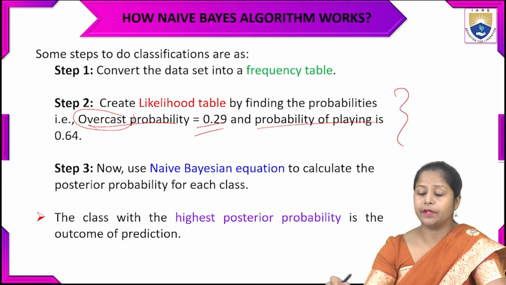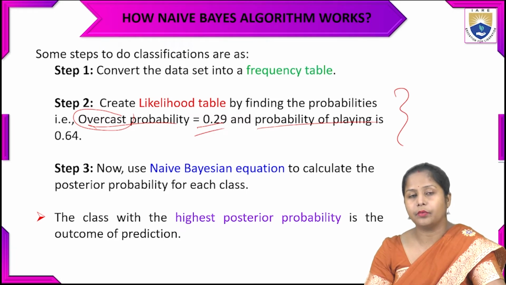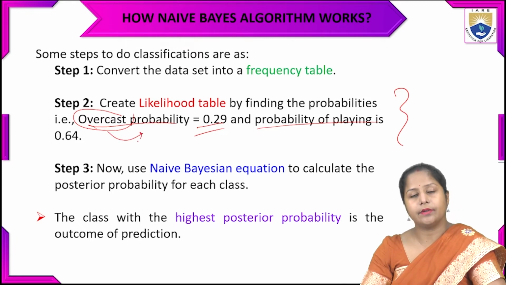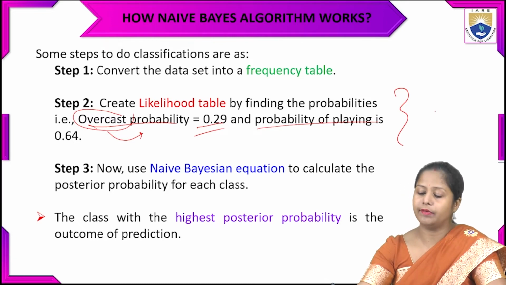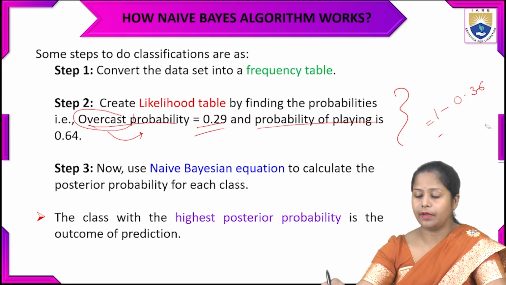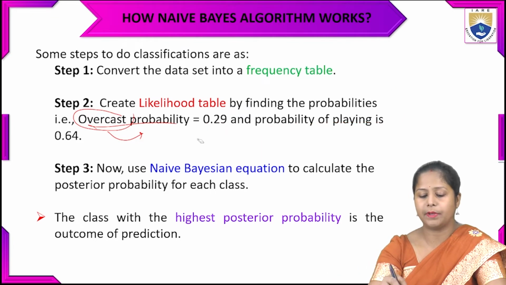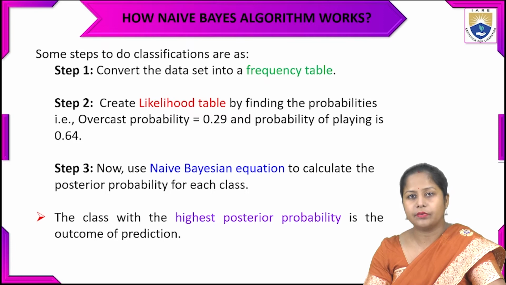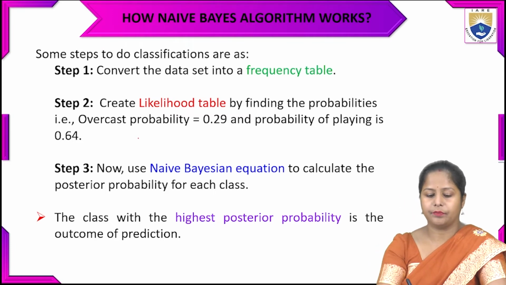So like this, we have to calculate the other values for the other types of weathers. So that was for the overcast, and that was for sunny. That was 5 divided by 14. That was 0.36. So we will subtract that from the 1, and that will come as 0.64. So like this, we will get the result if the player is going to play or not. We have to make that likelihood table, and we have to put the probability values for the other types of weathers like this.